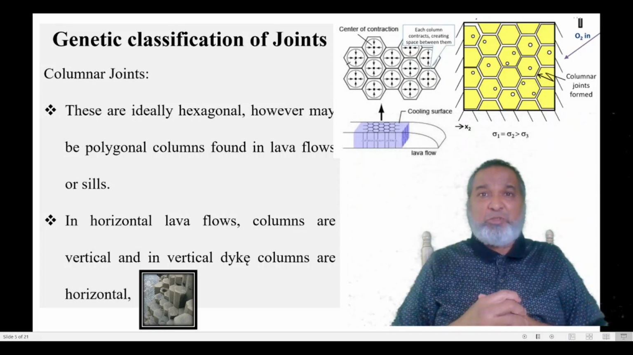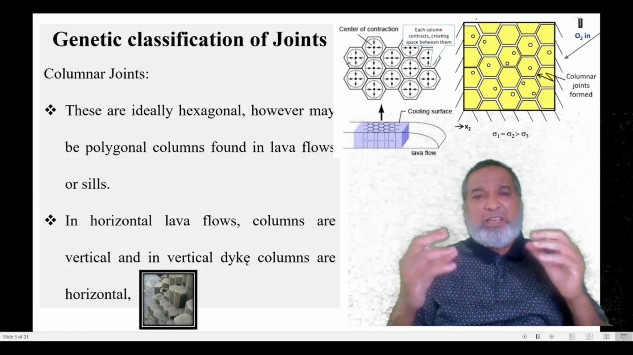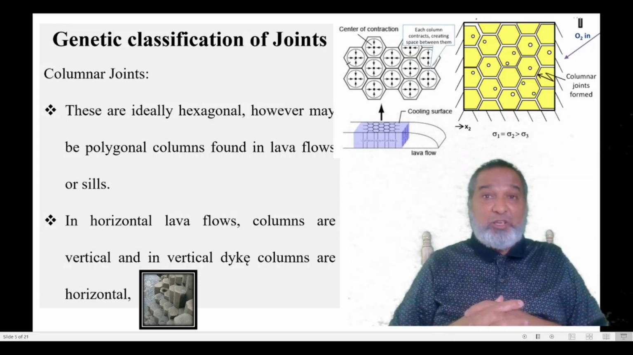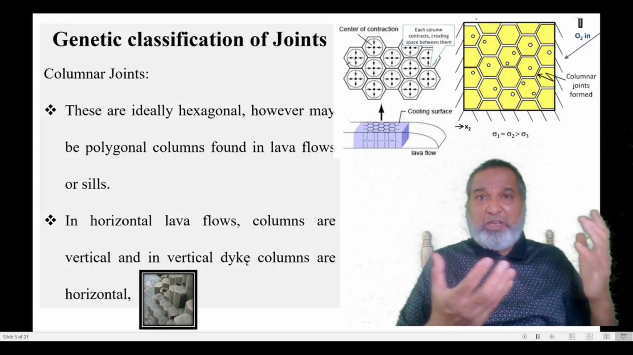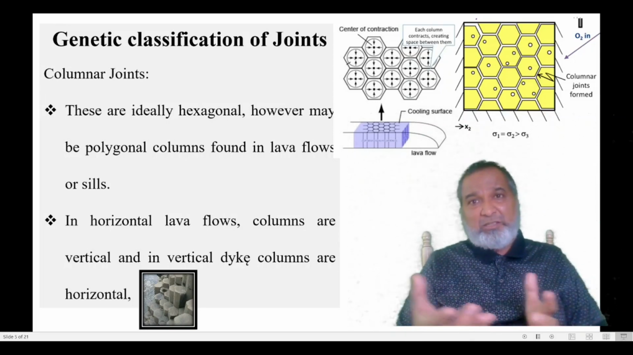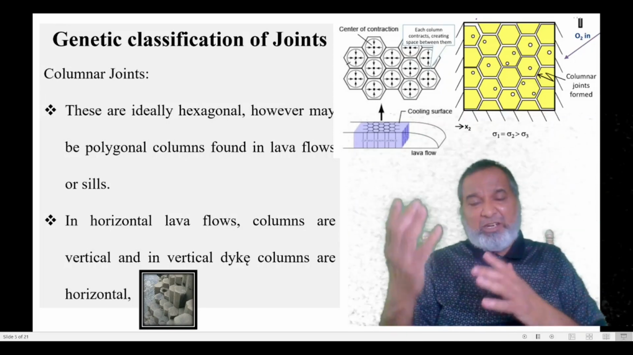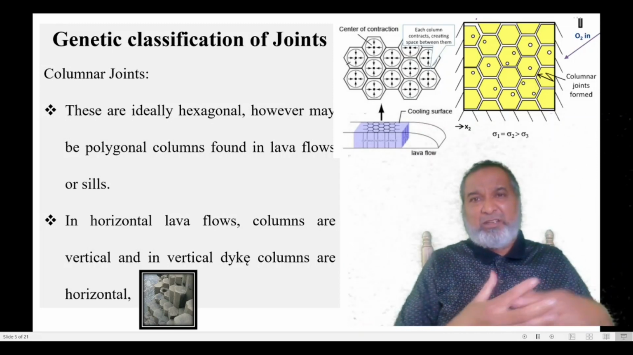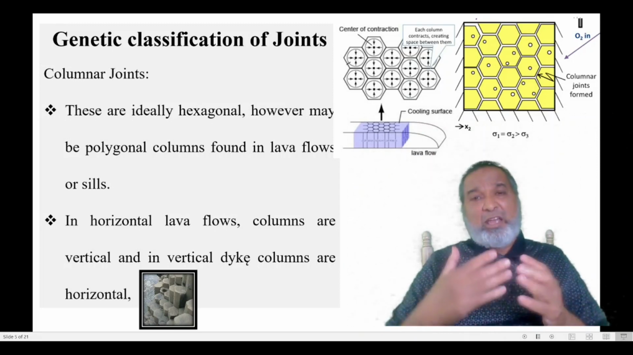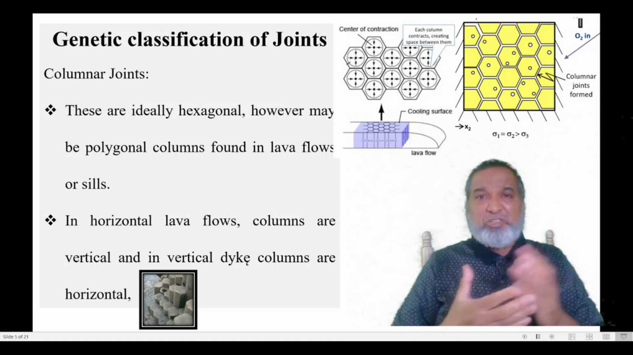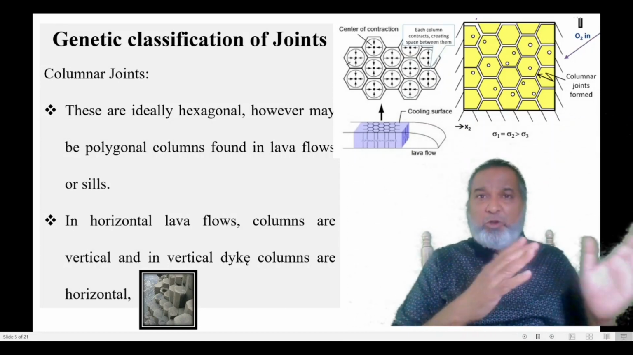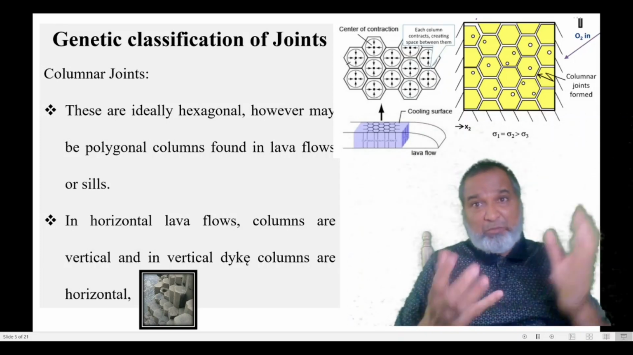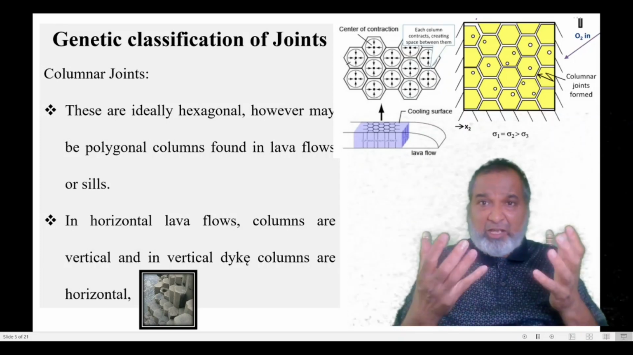Once the magma is erupted on the surface, normally we assume a 1000-degree temperature. The surrounding temperature may be, in areas very close to the poles, minus 10 to minus 50 degrees, and wherever hot climatic conditions are there, up to 50 degrees. So say a maximum of 50 degrees on the surface. So the lava which is there is at 1000.